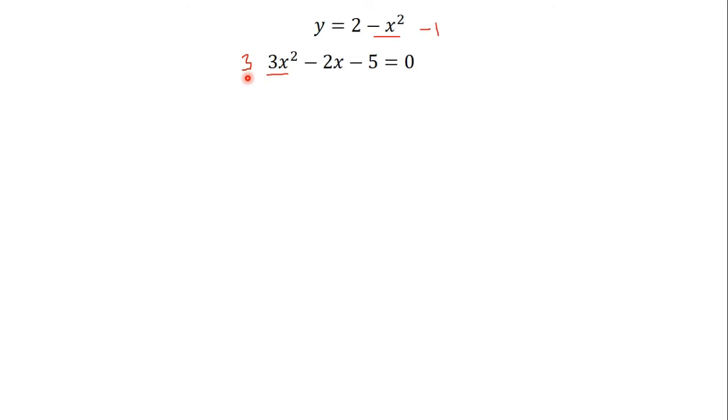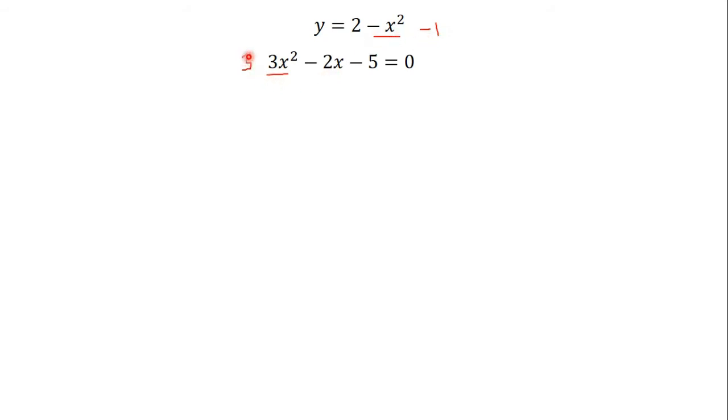We have learned that if the coefficient of the quadratic term in the equation is different from the coefficient of the quadratic term in the function, what you have to do is that you multiply the equation by a constant such that the coefficient of the quadratic term in the equation will be the same as the coefficient of the quadratic term in the function. So in this case, we are going to multiply this equation by a constant such that we will change the coefficient of the quadratic term in the equation, which is 3, to the coefficient of the quadratic term in the function, which is minus 1.